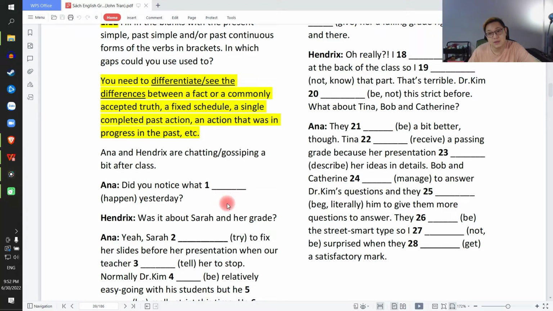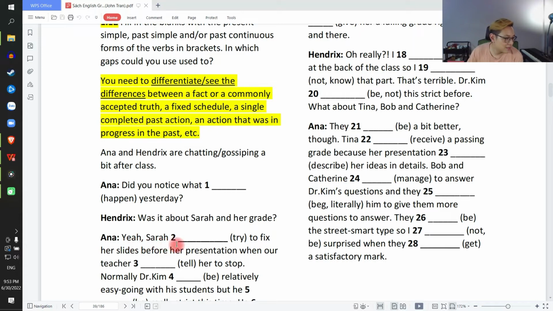Nó là happen-ed thôi, quá khứ đơn, tại vì cái hành động diễn ra nó chỉ là hành động đơn lẻ được hoàn thành rồi, quá khứ thôi. Did you notice what happened yesterday? Anh có nhận ra được những gì đã diễn ra ngày hôm qua không? Was it about Sarah and her grade? Có phải là về Sarah và điểm số của cổ không? So gossiping is also like you are talking about other people, you know. Normally it's a bad thing, you know. You talk bad about other people and their problems. Cái chữ gossiping nó giống như là cái việc mà nói xấu đời tư người khác thì đúng hơn. Was it about Sarah and her grade? Có phải là về Sarah và cái điểm của cổ không?